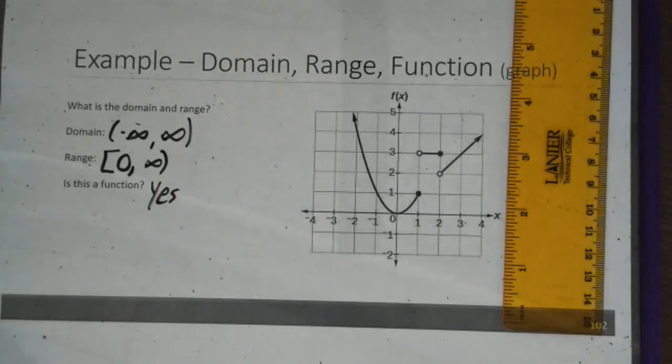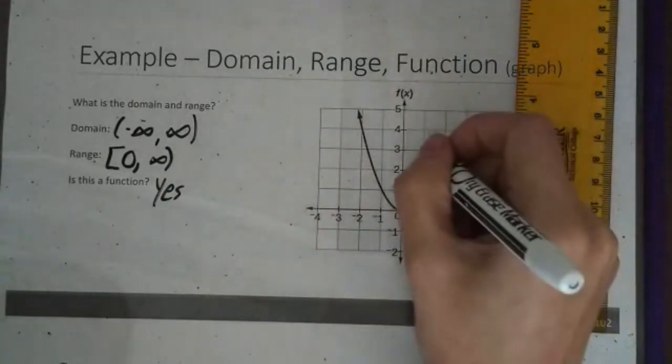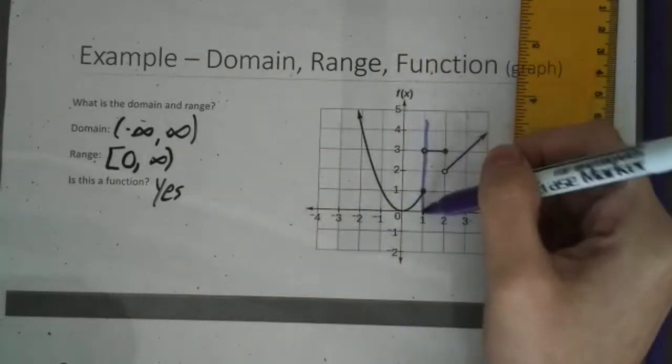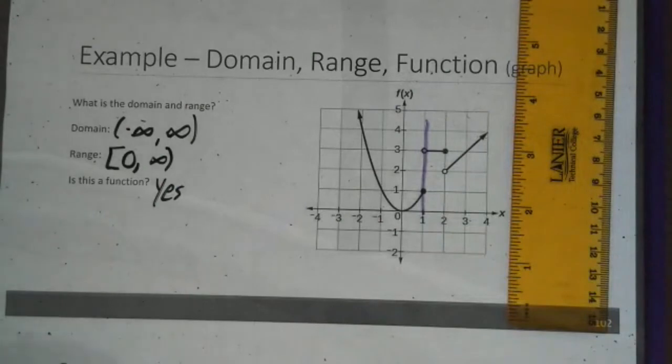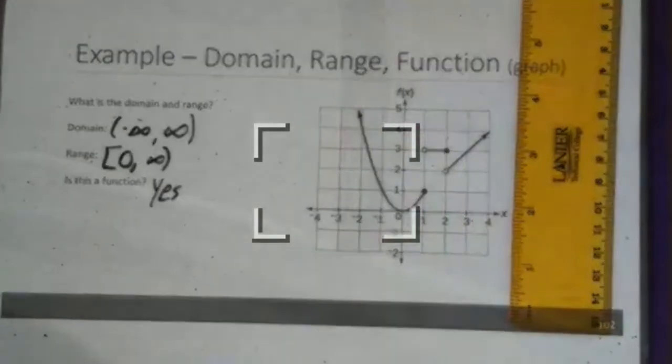For it to not be a function, I could fill in either of these circles, and then the vertical line passing through there would hit it twice. But because those circles are open, it is a function.